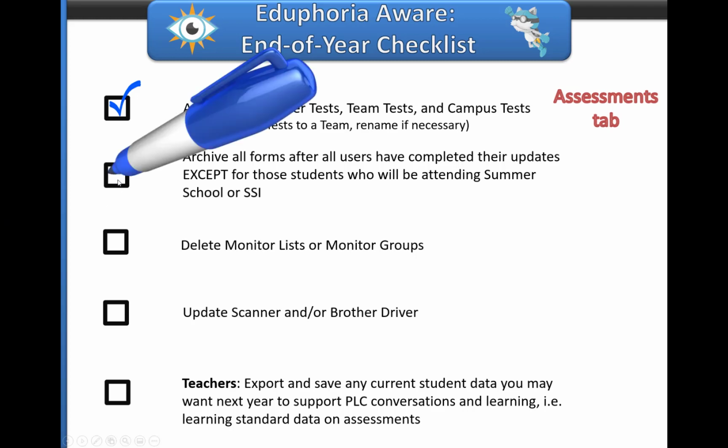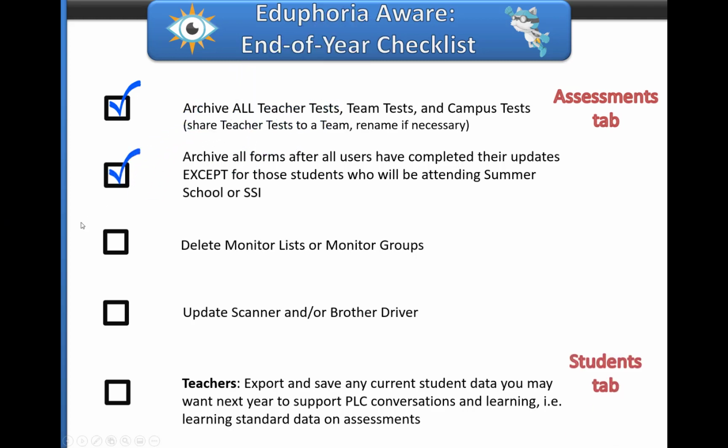The next thing is to archive all forms, but make sure that all users have completed all their updates on that form. So if you have a SPED teacher or co-teacher, anybody else that's also adding information to the form for that student, make sure that you're in communication with them before you archive it. The other thing is, do not archive forms for students who will be attending summer school or SSI. That way those summer school teachers are able to edit and add any information that they need to. And that is done all on the Students tab.